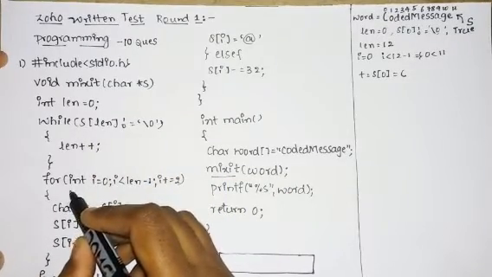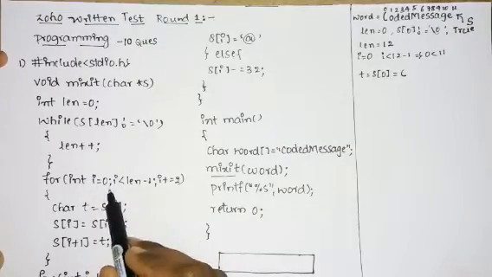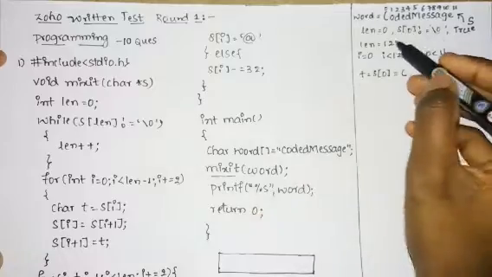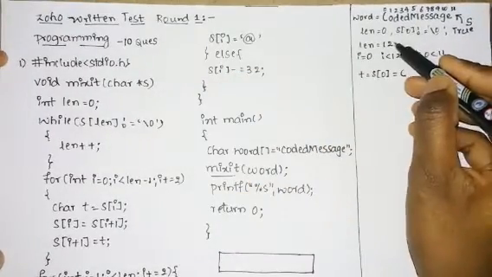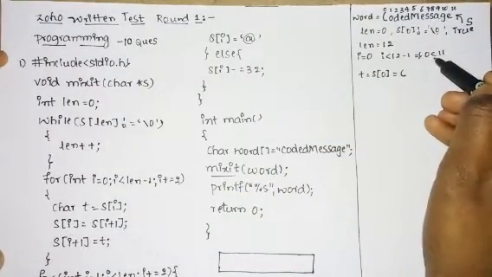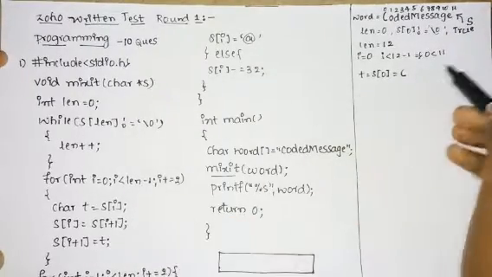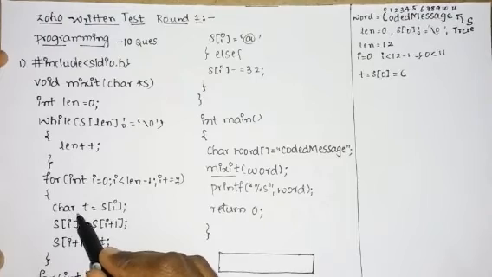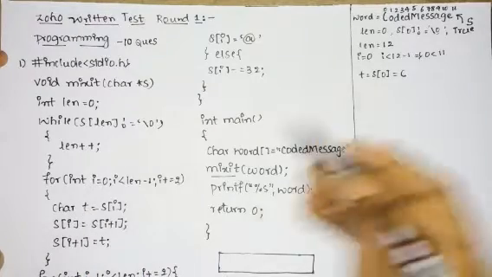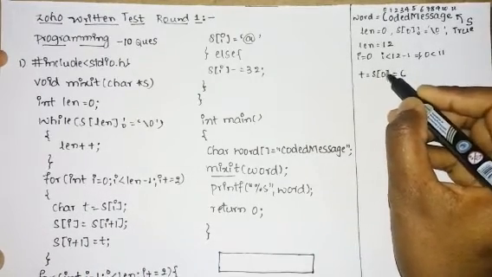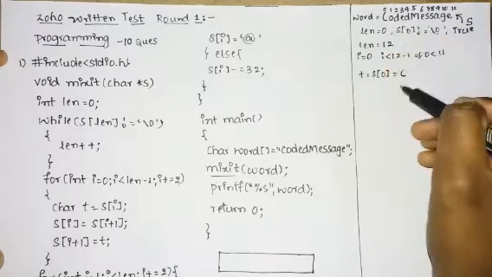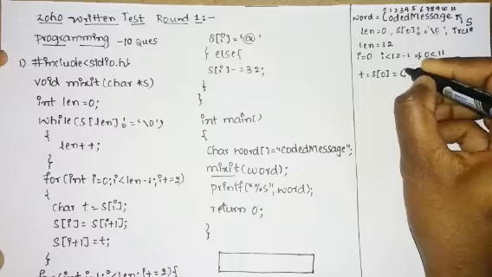Now we shall trace the for loop. Initially int i is equal to 0, then i should be less than len minus 1. Here we found the length is equal to 12, so 12 minus 1 is 11. So 0 is less than 11, and the condition is true. Then char t is equal to s of i, that is t is equal to s of 0. S of 0 points to the first character of the string, which is capital C.